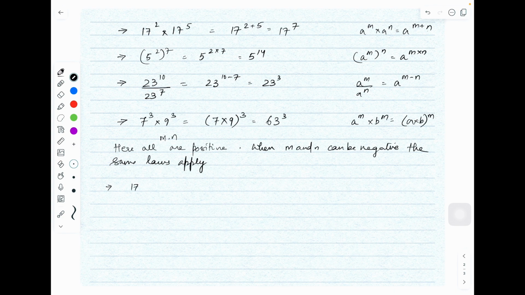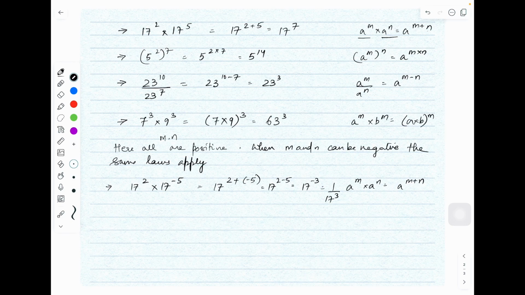First one, 17 to the power 2 into 17 to the power minus 5. Okay, so the same formula is used, a to the power m into a to the power n equals a to the power m plus n. So this is 17, instead of m we are writing 2, plus instead of n this is minus 5. So what are you getting? 17 to the power 2 minus 5, that is 17 to the power minus 3. So you can write it as 1 by 17 to the power 3 also. Understood? From the last law, a to the power minus n equals 1 by a to the power n.